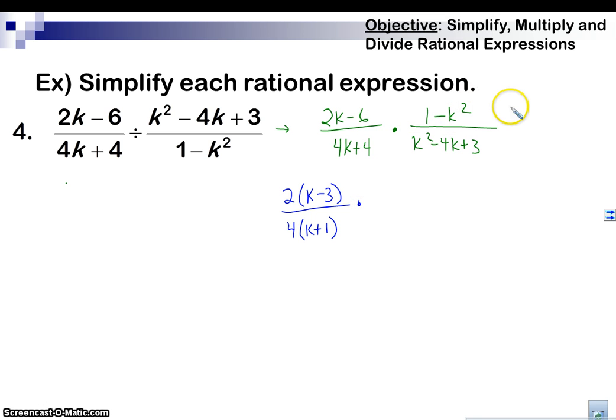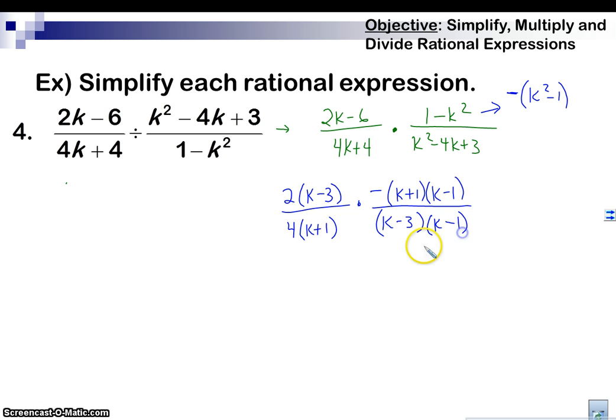Now this guy right here, remember, is one of those negative difference of squares. So I'm going to have negative k plus 1 times k minus 1 all over k, it looks like it's going to be minus 3 and k minus 1. You should be able to factor these by now. If you have trouble with factoring and you're one of my students, come see me at lunch or after school or in the morning. If you're not one of my students, go watch a video on factoring.